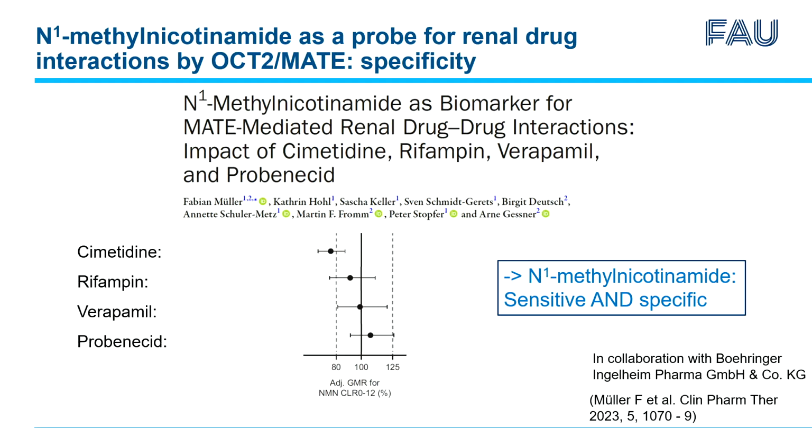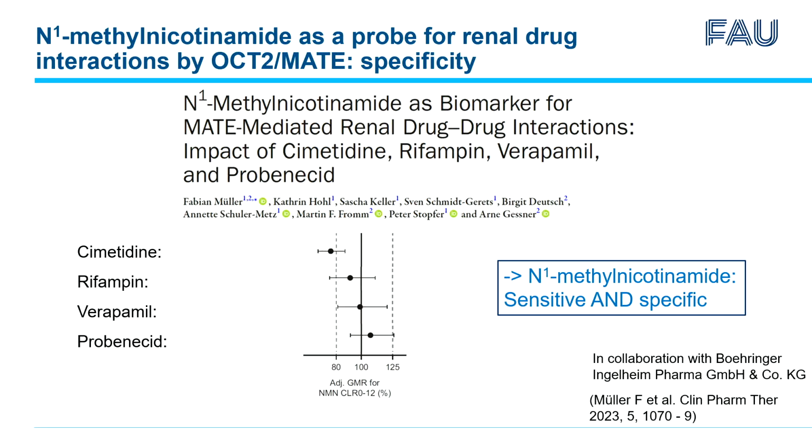And in a second step, we looked in the samples whether the NMN concentrations were affected by prototypical transporter inhibitors. So cimetidine as another OCT2-MATE inhibitor was used in that study, rifampin as an inhibitor of OATP1B transporters, verapamil as a P-gp inhibitor, and probenecid as an OAT inhibitor.